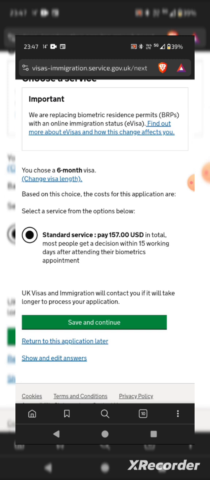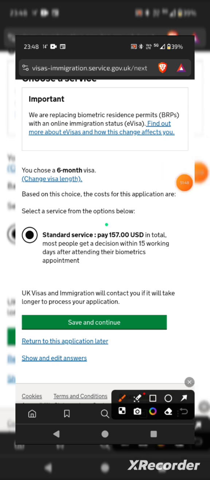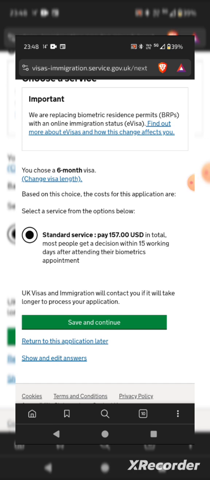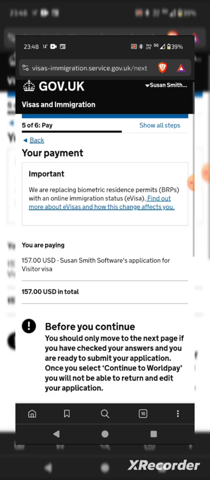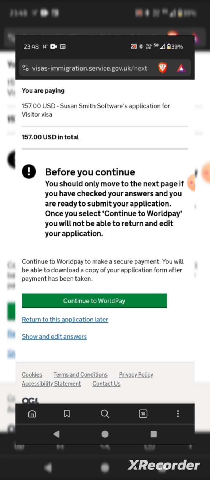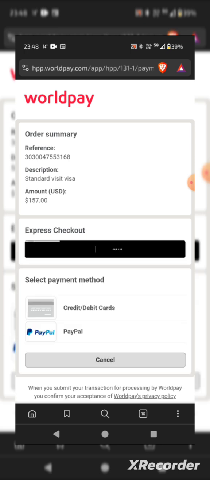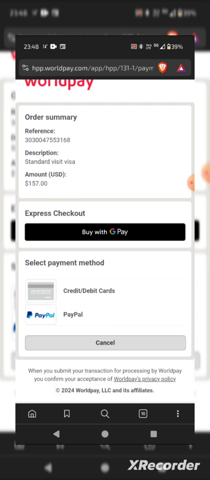Okay. So that £1,110 is 1,157 US dollars. So this is what you'll be paying. Make sure you remember that. So save and continue. So you will now actually pay that money online. You can either pay with Google Pay, credit card, or PayPal. Anyone you want to pay with, you pay with it. I'm not going to pay, but I've shown you how to apply.